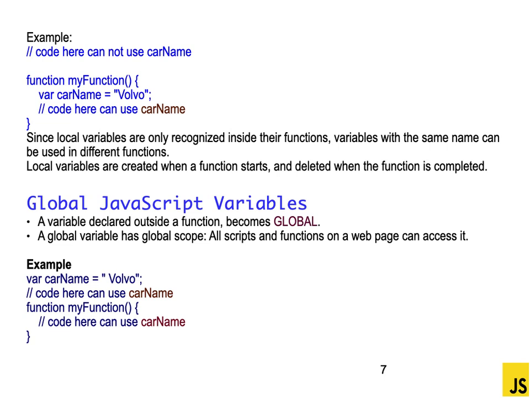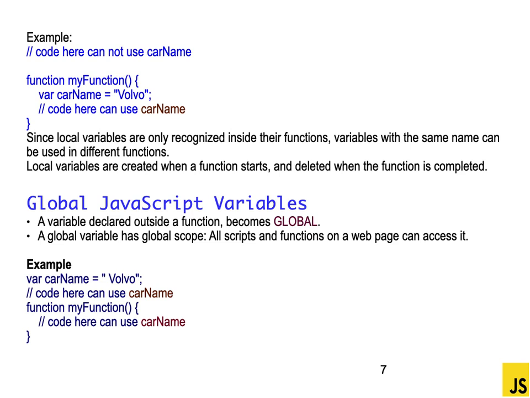We will see examples. In our first example, function my function is the name of the function without any arguments. Parenthesis is there. var carName is equal to Volvo. So that statement, var, that is variable, carName, that is a variable name, equal to assignment operator, a value Volvo, a string value is there. So initialization is performed. After this statement, any code inside the function can access the newly created variable carName.